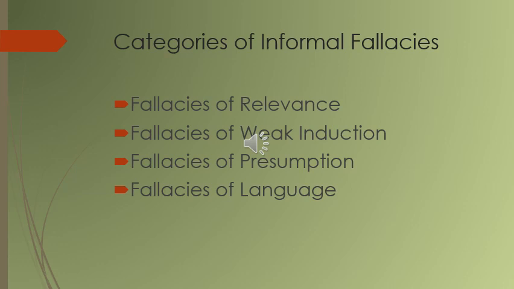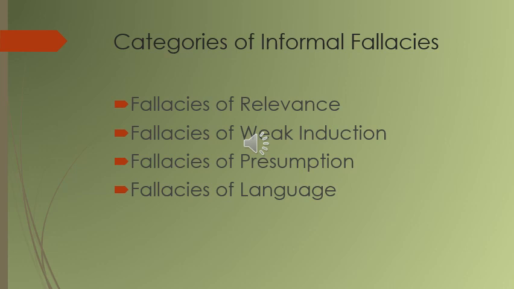After that, we'll get into some fallacies of weak induction. These are fallacies where the evidence is relevant to the conclusion. However, it's not sufficiently strong to convince us of the conclusion. So these are weak argument patterns, though the evidence is relevant. So they don't have the same type of error as those in the first category.